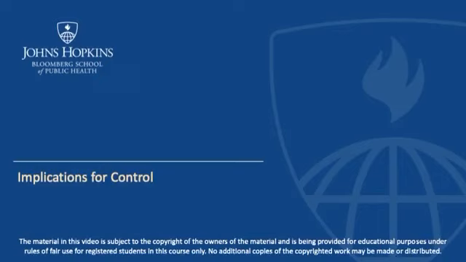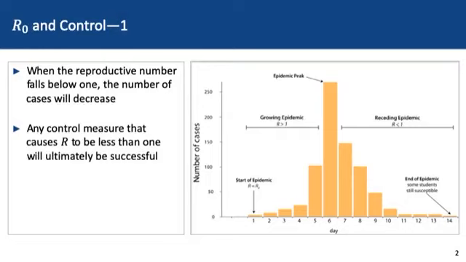So in this final section, we'll bring all these concepts together to see what they imply for control in public health practice. First, let's think about R-naught. Remember I said earlier, when the reproductive number falls below 1, the number of cases will decrease. So in that epidemic curve I'm showing here again on the right, when R-naught was below 1, the epidemic started to recede. Because of this, any control measures that cause R to be less than 1 will ultimately be successful. That is, it might take some time, but eventually the epidemic will die out because it's not replenishing itself since R is less than 1.